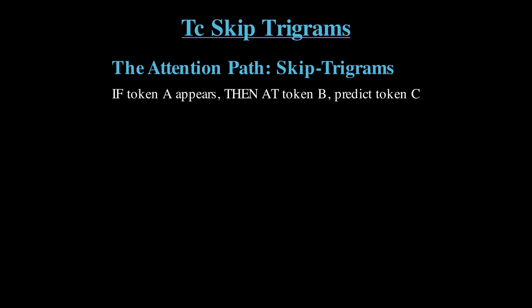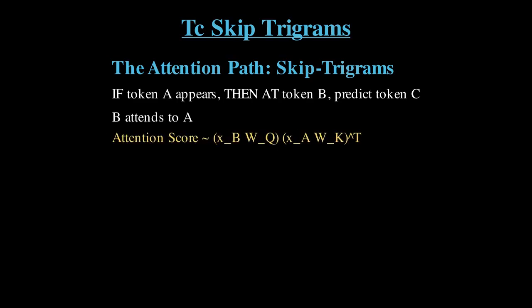The mechanism is direct. The query vector from token B's position looks for a key vector from a past position, say token A's. This is governed by the W_QK matrix. If they match, the head's attention pattern activates. The head then uses its W_OV matrix to write a specific vector into the residual stream at token B's position. This vector, when unembedded, provides a logit boost for token C.